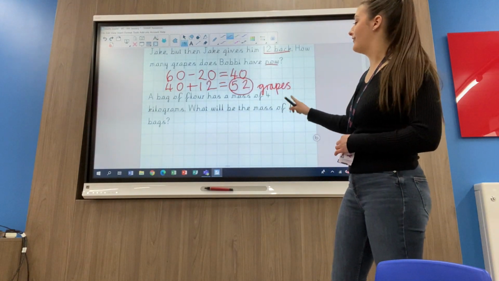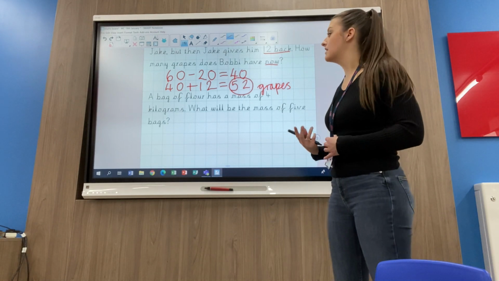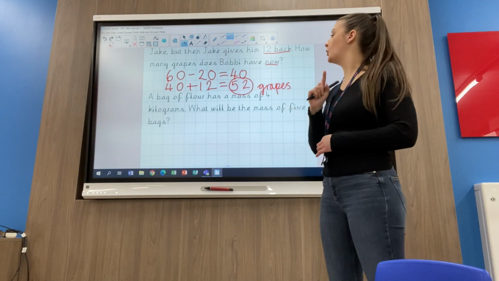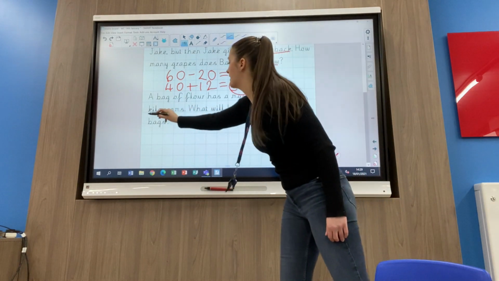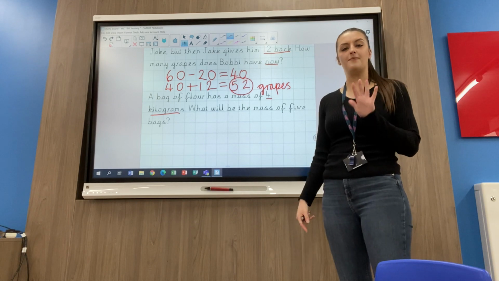Right, well, last question for this section. I've got a bag of flour, has a mass of 4 kilograms. That's how much it weighs. One bag of flour weighs 4 kilograms. Okay, I'm going to underline that. What will be the mass of 5 bags?